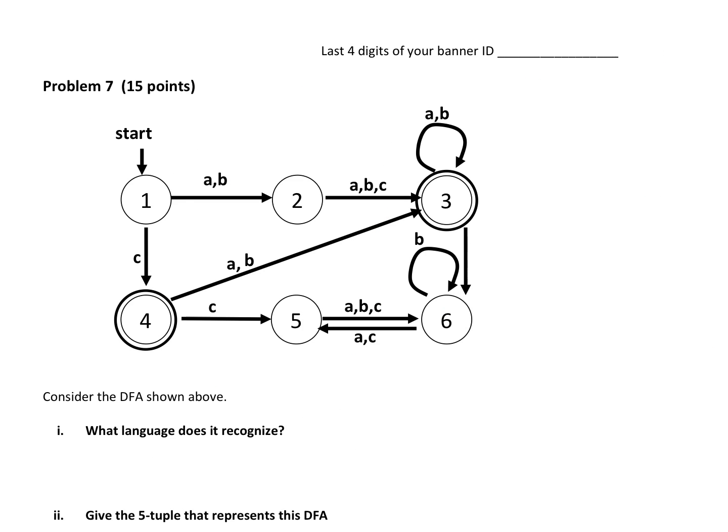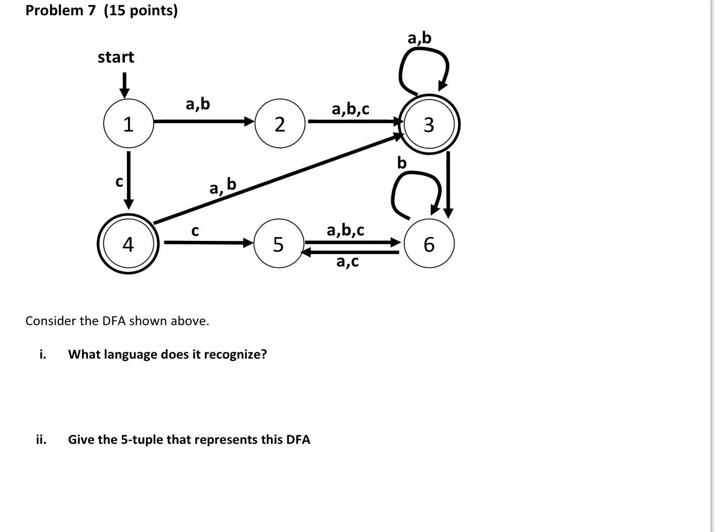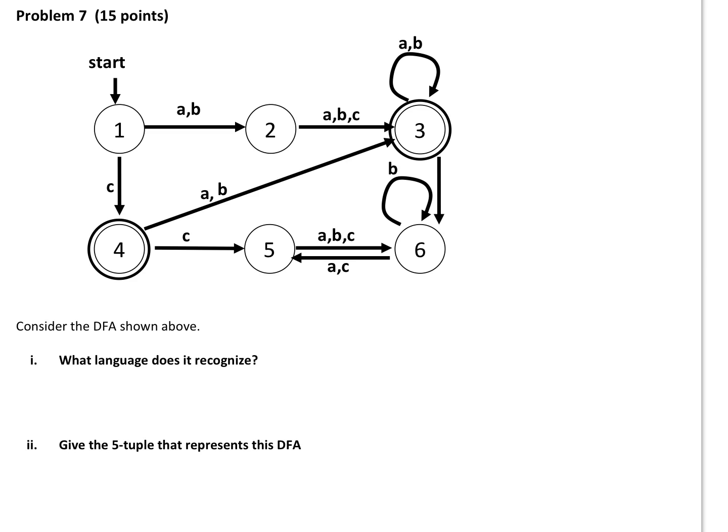Okay, for problem 7, I give you a DFA, and you need to start out by telling me what language it recognizes. And this is one of those use your wits things, right? You need to just look through this thing and say, how can I get to the accept states? So you look, and there are two final states, two accept states, 4 and 3. So let's start with 4.